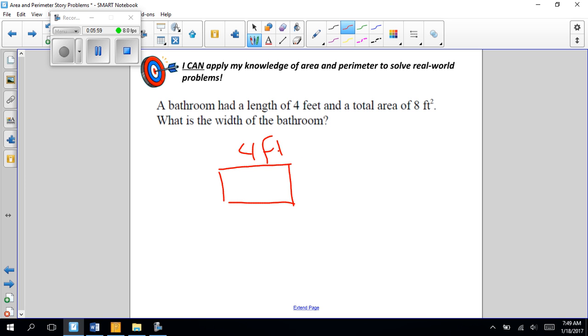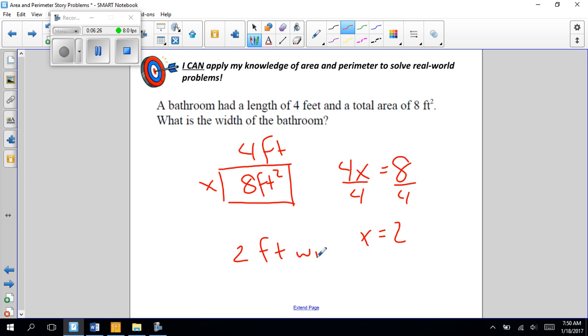All right, 4 feet. I know it has 8 feet squared for the area. I don't know the width, but I know to find the area, length times width equals the area. So I know 4 times x has to give me the area. I think you know that one in your head already, but again, if we show our work, we divide by 4, x turns out to be 2. So I know that I have 2 feet wide.